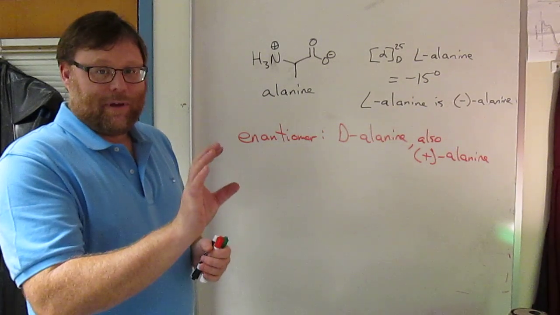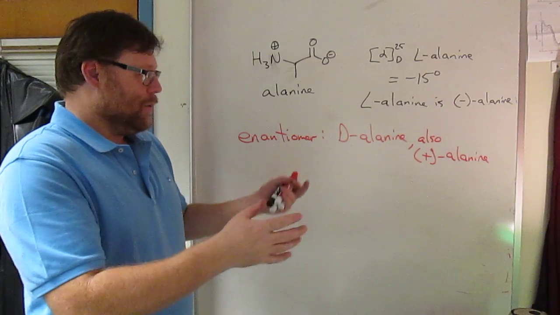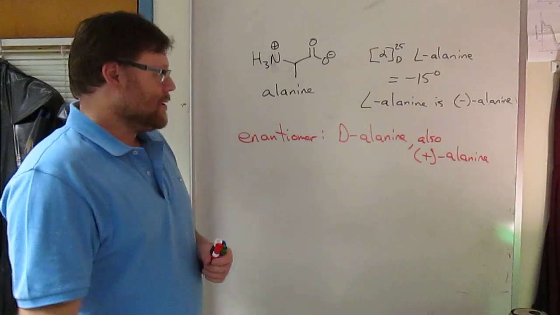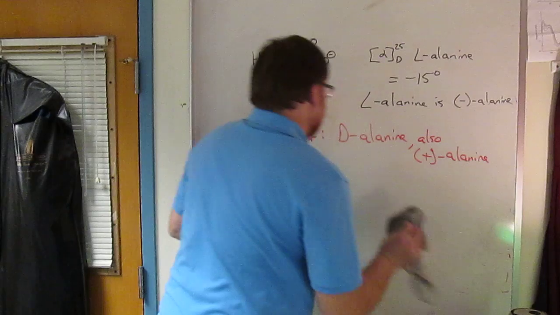So all you've got to do is, if I ask you to draw the enantiomer of a molecule with a plus in front of it, if it's got R's and S's, switch the R's and S's, switch the pluses and minuses, switch the L and D. Okay.